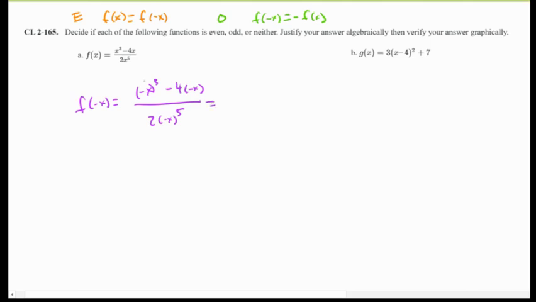And now I'm going to simplify. So when I have a negative raised to a third power, that's going to stay negative. This one's going to end up being positive. So we got plus 4x. And this is going to end up being negative.